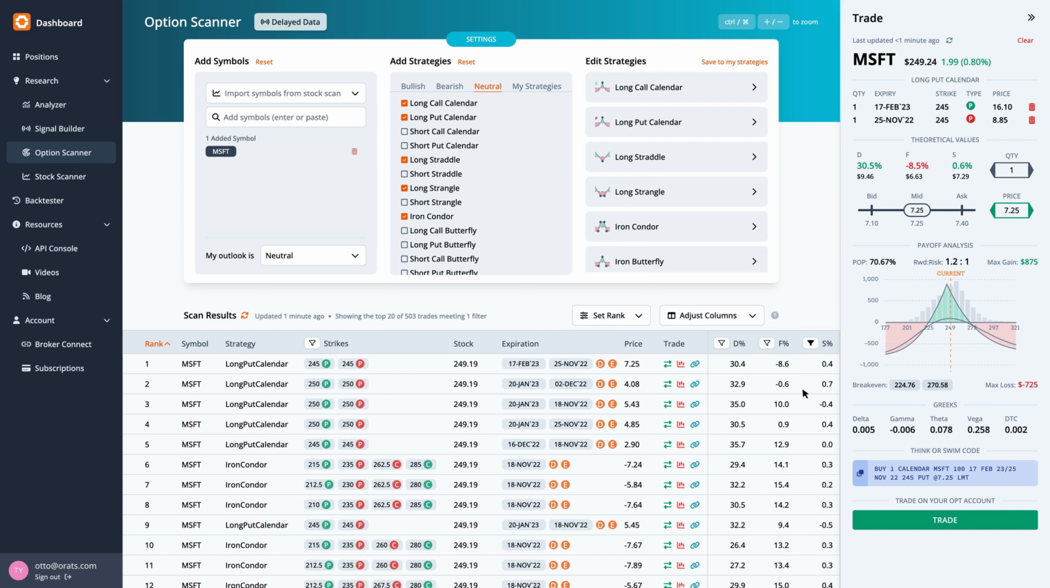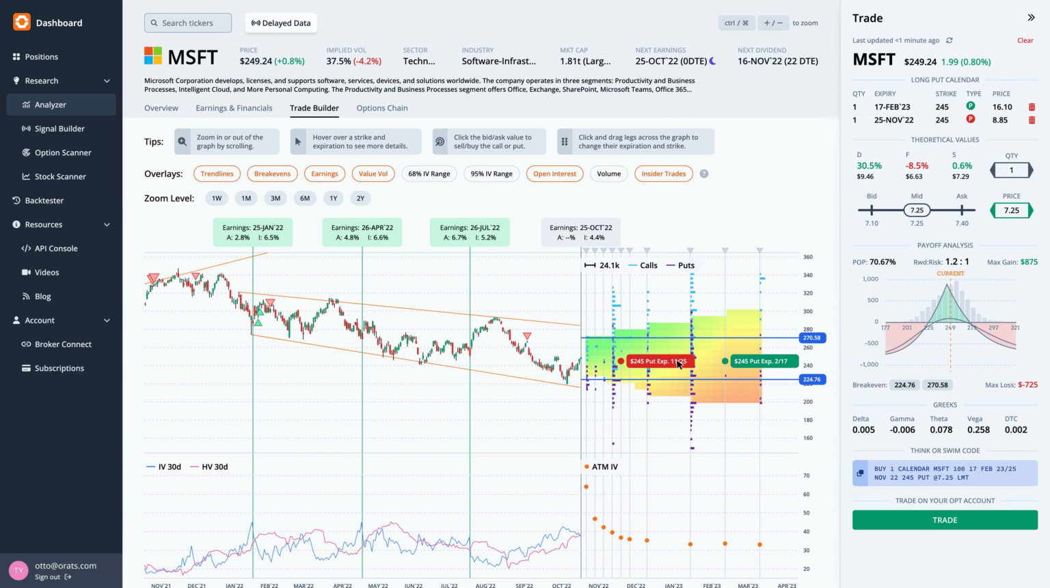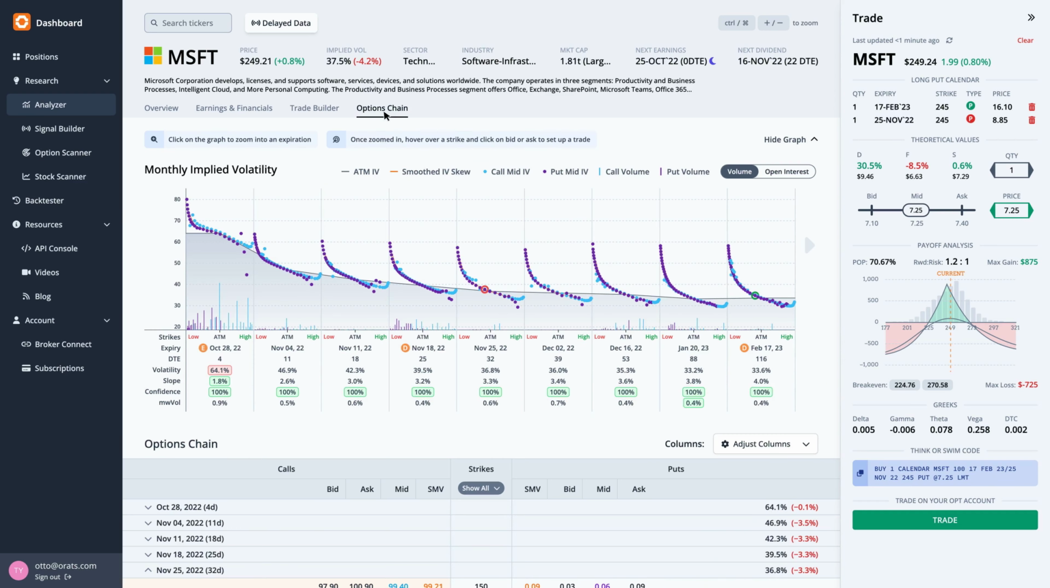Next, let's look at this trade in the Trade Builder. Over the last month, the stock price rose 5.0%, while the 30-day implied volatility rose 0.9%. The average slope of the trendlines is negative. The heat map on the right side of the graph is green where volatility and slope are undervalued, and red where they are overvalued. In this case, short-term IV and slope are neutral, while the long-term is slightly overvalued. We can also see this trade overlaid on the monthly implied volatility graph in the Chain tab. The legs for this trade are circled.